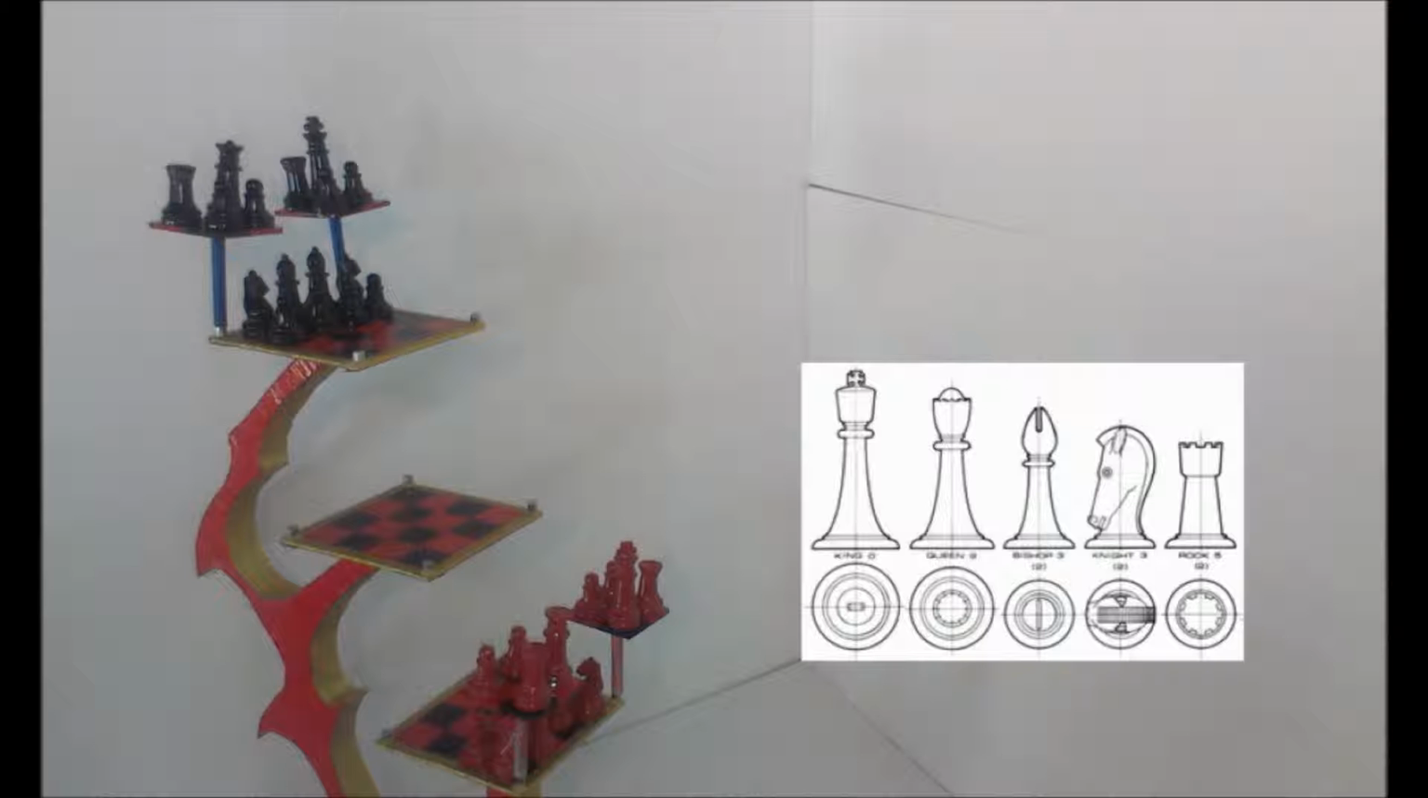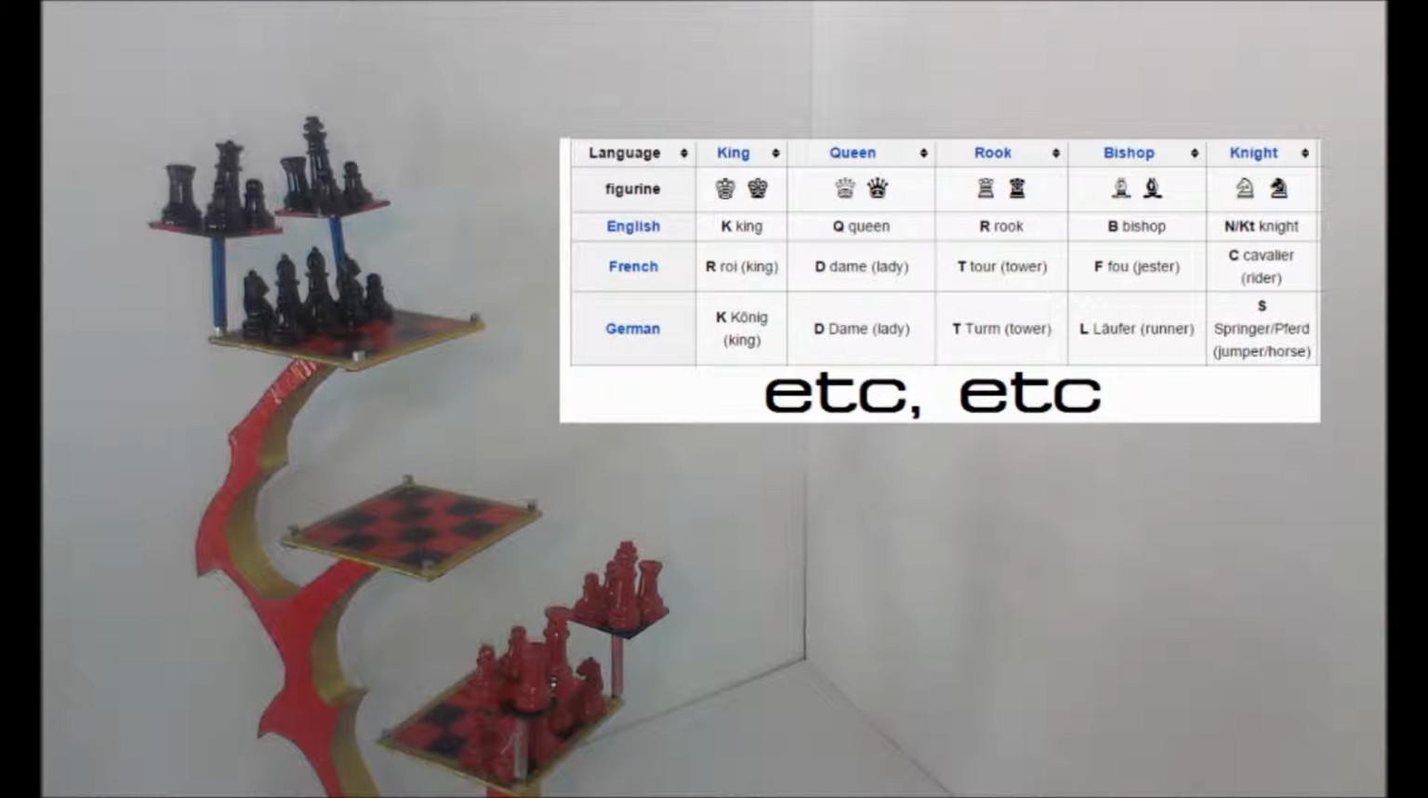15.1. In this description, piece means a piece other than a pawn. 15.2. Each piece is indicated by an abbreviation. In the English language, it is the first letter, a capital letter, of its name. Example: K for king, Q for queen, R for rook, B for bishop, N for knight. N is used for a knight in order to avoid ambiguity.